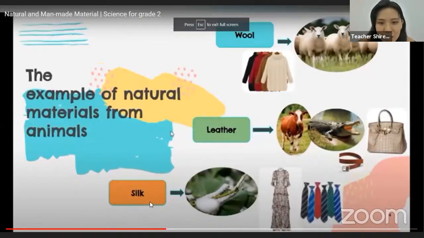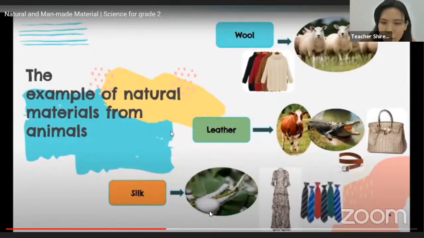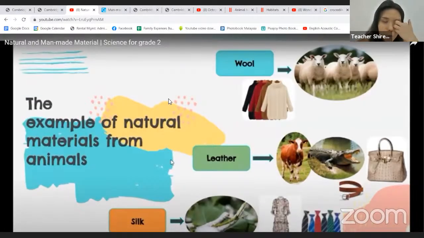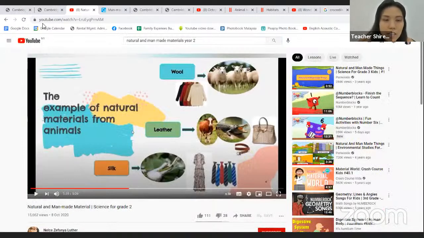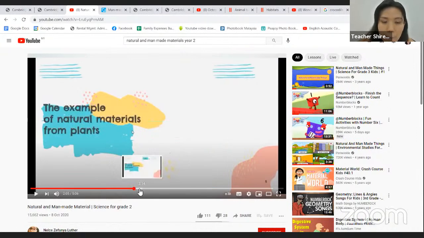Okay, silk. Silk is also a type of animal product. The silkworm dies after it produces the silk, and then it becomes our clothes. That is why silk clothes are very expensive, because after that they will die. So we have an idea of all the natural materials made out of animals. Okay, how about plants?